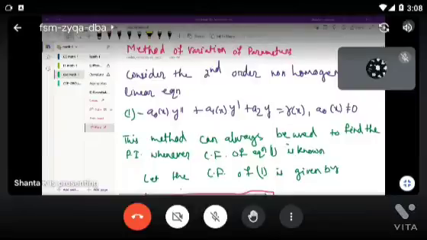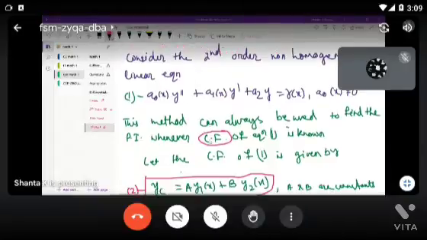Equation, and this method can always be used to find the particular integral whenever the complementary function of equation 1 is known. So this is important. You should be able to find this complementary function. If you can find the complementary function, then you can use this method of variation of parameter.